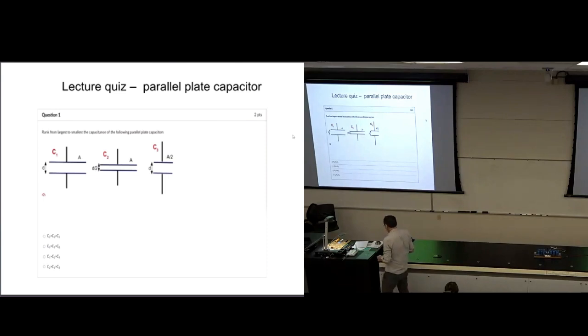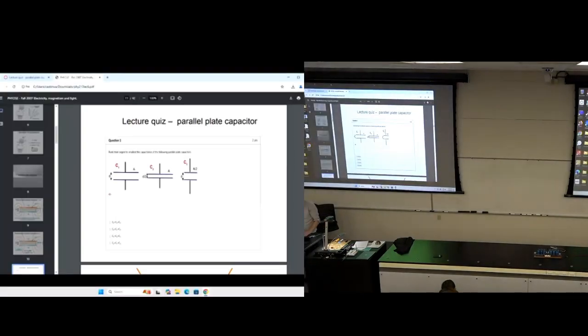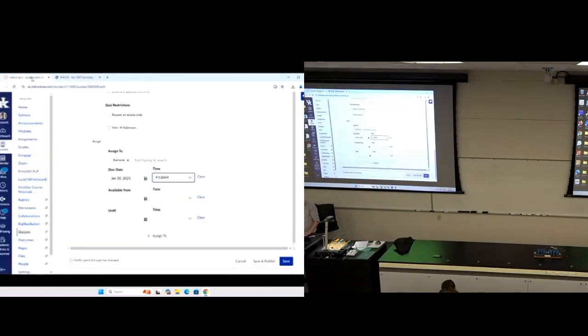Oh no, I've got a quiz first. So this is a quiz about the parallel plate capacitor. Let me publish it.